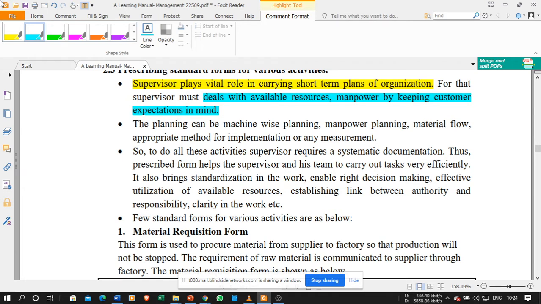The planning can be machine wise planning. So the planning done by the supervisor is machine wise planning. Okay, how many machines are available, so each machine should be planned, and the working time for each machine should be planned. Then manpower planning: how many workers are available, how much human power is available. Then material flow, and the method used for accomplishing the task, for the implementation or any measurement. So when he needs to do the planning, he has to do it in these four categories.